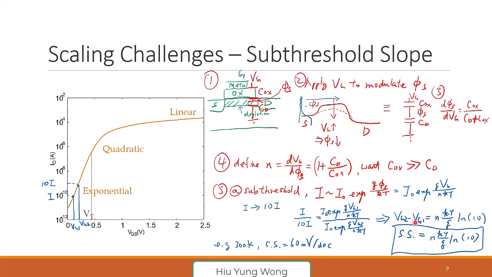But what is n? Now you see that n is 1 plus CD over Cox. Why? Because to increase the current by 10 times, I actually need to lower the phi S. But I don't have direct control on phi S. I control phi S through this capacitor divider, which I got a discount on, right? It's just that the government took the tax from me. I do 10 millivolt, the effect on phi S becomes only 8 millivolt. So I ask myself, how much gate voltage I need to change in order to change the current by 10 times? It's more than the fundamental physics. It depends on n, which is the technology, which is 1 plus CD over Cox.